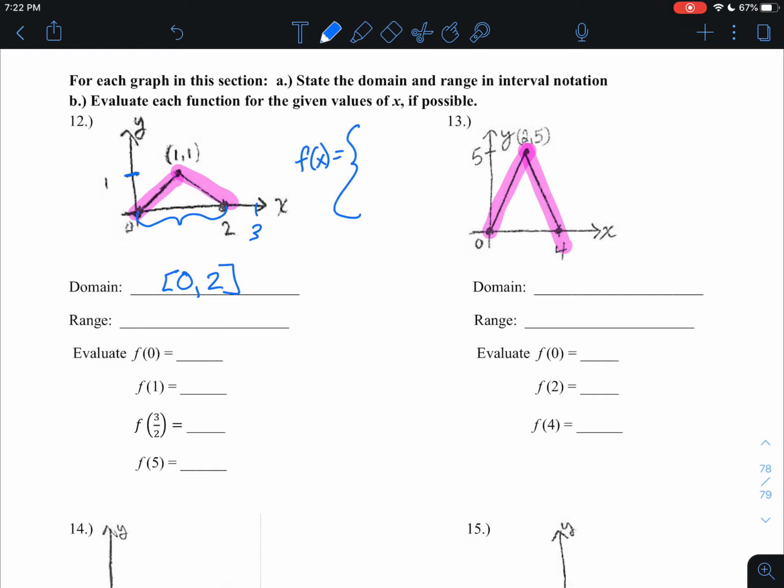So in this case, we start at 0 and we go up to 1. So now they're asking us to evaluate. For 0, we can clearly see that it's 0 just based off of the graph, but for things like 3/2, it might be a little bit more difficult to figure out what it is just based off of the picture. So we should try to figure out what our function actually is.